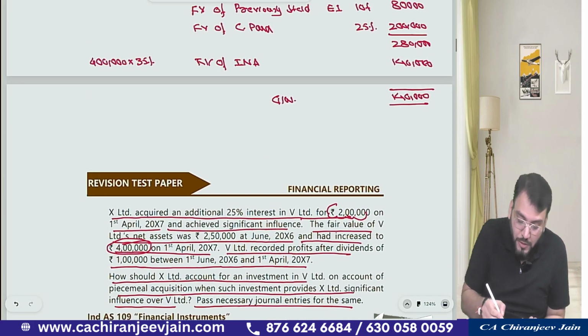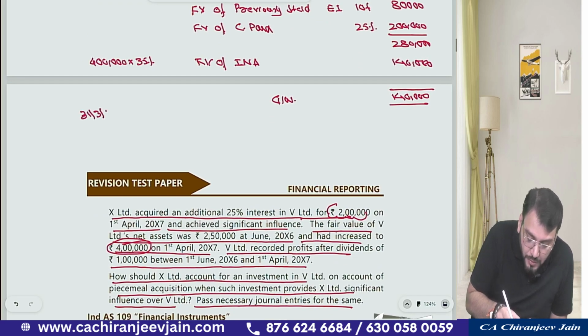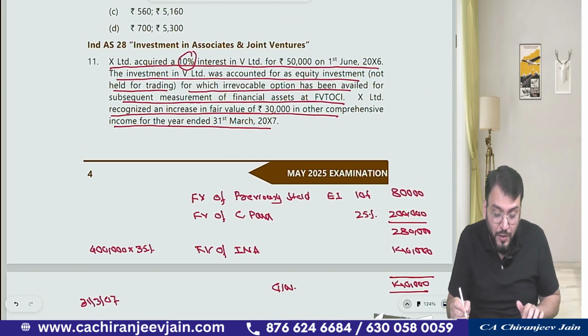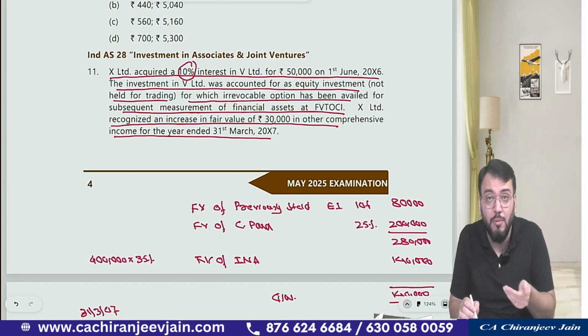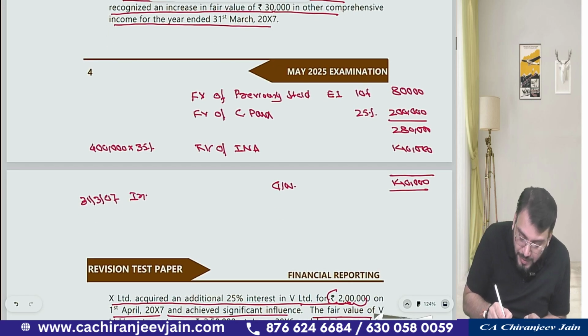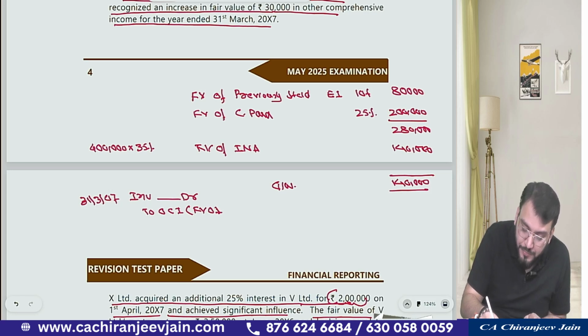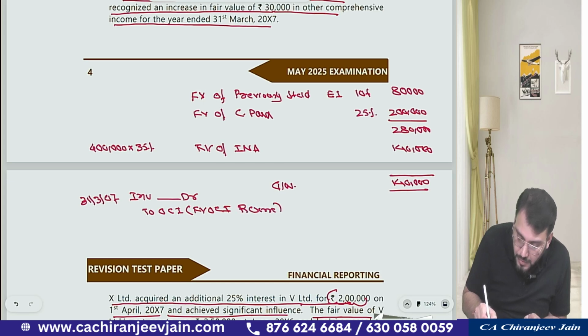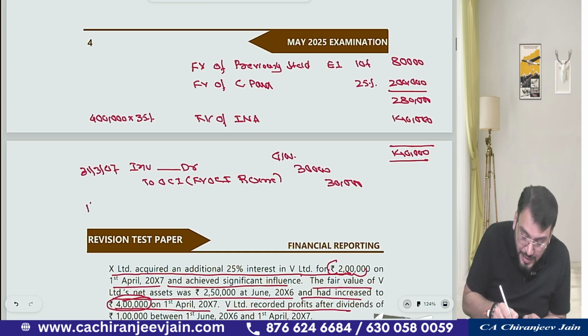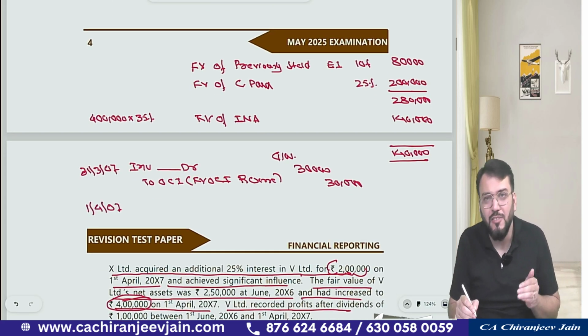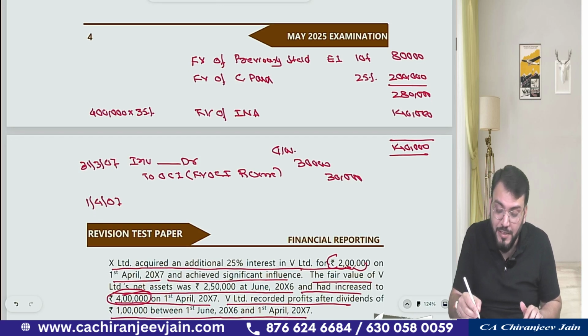So what journal entry will we do? First, on 31st March 2007, we need to remeasure this previously held equity interest at fair value, and that will be transferred to OCI. So the journal entry: Investment account debit to FVTOCI reserve, 30,000. Now on the date when the investee becomes an associate, on 1/4/2007, we derecognize the previously held equity interest. We recognize our investment in associate as per the equity method, and as per the equity method it will now be 2,80,000.